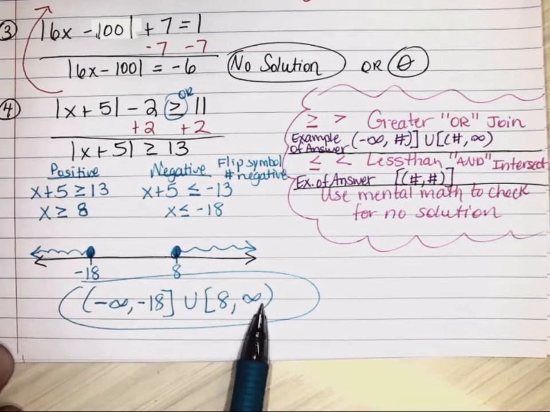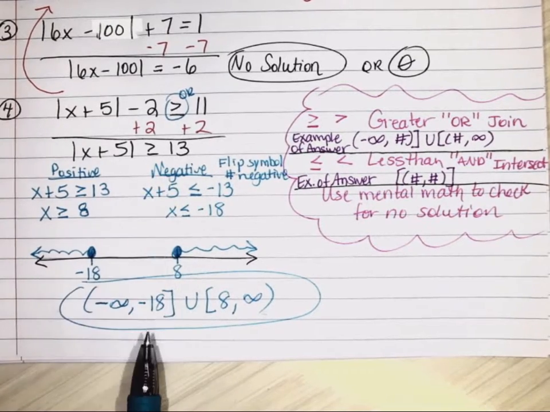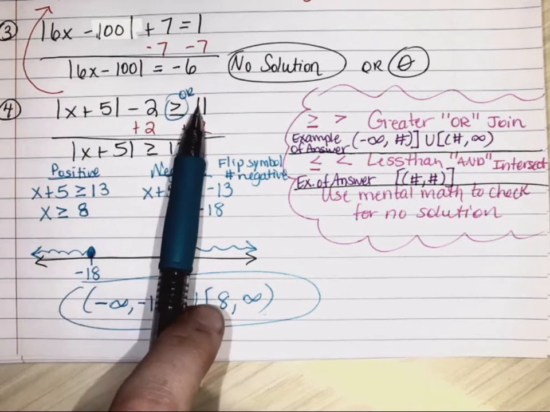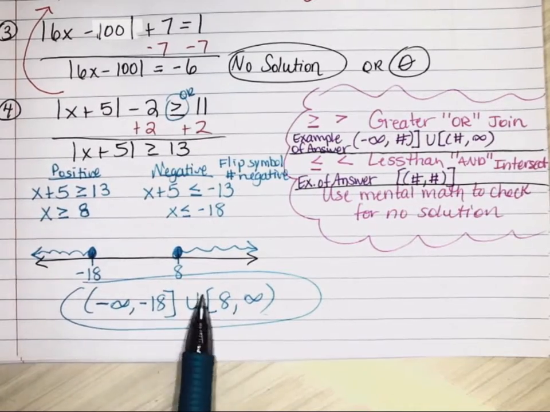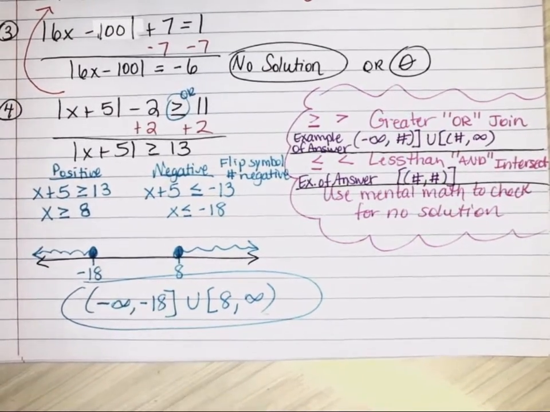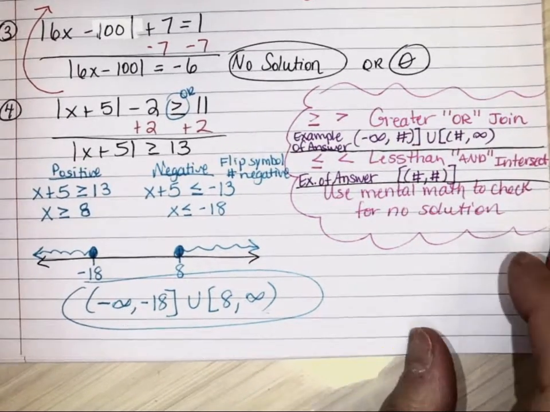And what this actually means is that any number in this range will work in that inequality. If I plug in any numbers from negative 18 or smaller, it's going to work. If I plug in numbers 8 or larger, it's going to work. But if I plug in 0, it will not work. Numbers in between negative 18 and 8 will not work. Okay.